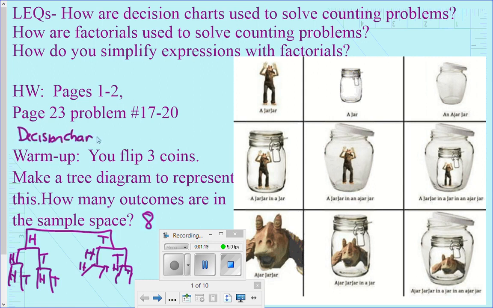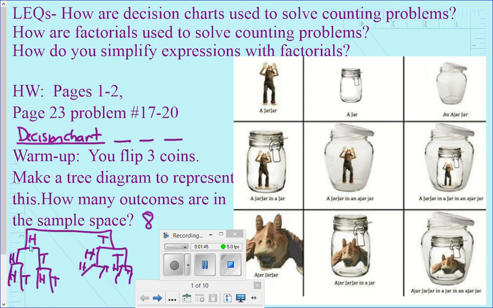So a decision chart is you start by, again, just like we did with the tree diagram, deciding what the definites are, or what are the events. In this case, the 3 coins are the events. So there are 3 events, 3 coins. So I make a decision chart by making 3 blanks. So the blanks represent the number of events. Then each blank represents each event. And on that blank, I'm going to put the number of choices.